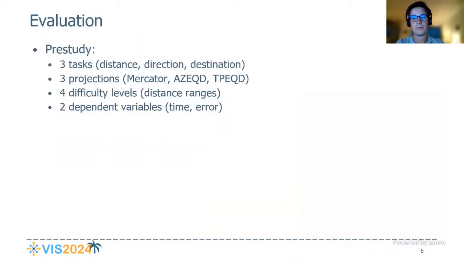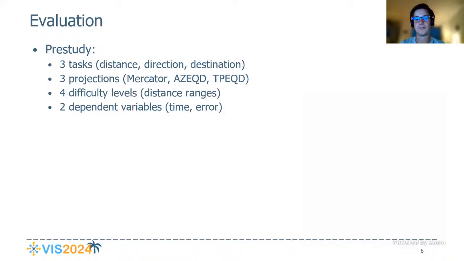We performed a comparative evaluation of the three projections. In a preliminary study, we compared the projections regarding three tasks. First, understanding the distance covered by an animated transition. Second, understanding the direction traveled. And third, identifying the destination. Our stimuli had 4 difficulty levels, which we controlled by the distance covered by the transition. The results of the evaluation were the time needed to solve a task as well as the error.